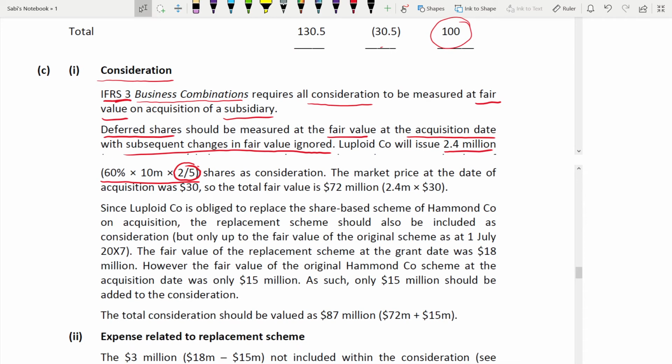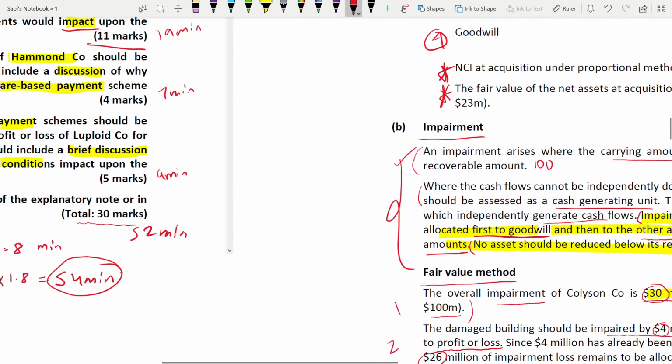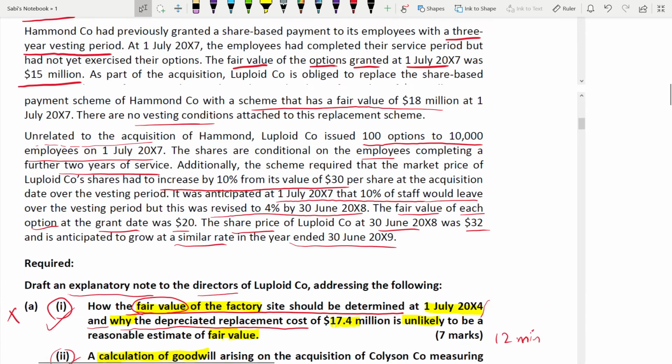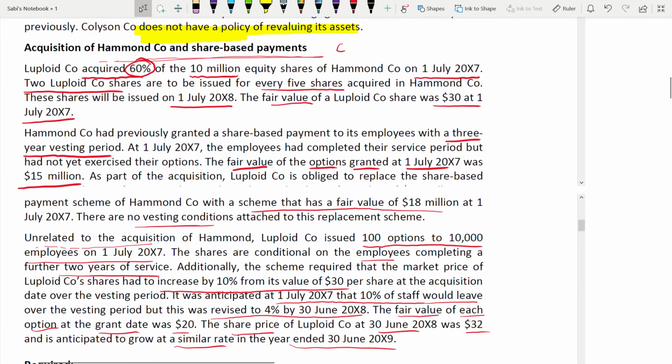Next, the market price at the date of the acquisition. What was the market price at the date of the acquisition? It was 30. 30 was the market price. So the total fair value will be how much? 2.5 million shares into 30, because 30 was the market price at acquisition. We'll see, so that you don't get confused. There are so many market prices which were given there. If you see, it was 30.